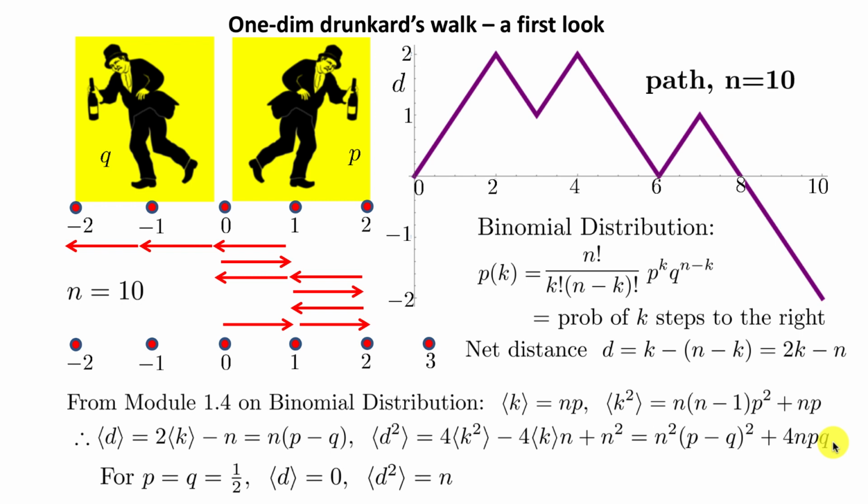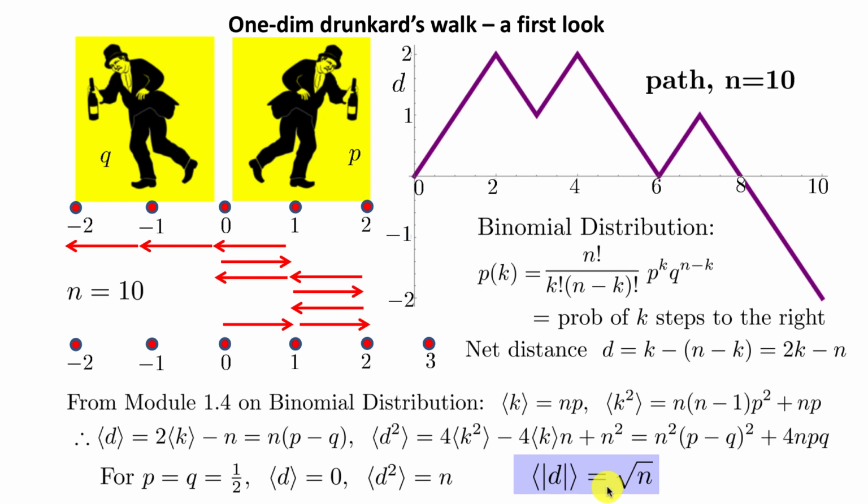And that is n squared into p minus q squared plus 4npq. Now, if we take the simplest case, which is p equal to q equal to half, then the average value of d will be equal to 0. These two cancel. And in the average value of d squared, which we see over here, this term goes to 0. But this term over here is 4n into half, which is n. And so the average distance, which is traveled during n steps, will increase as the square root of n. Now, this is a result that's particularly important if you have an atom in a gas that can move this way with equal probability as moving this way.